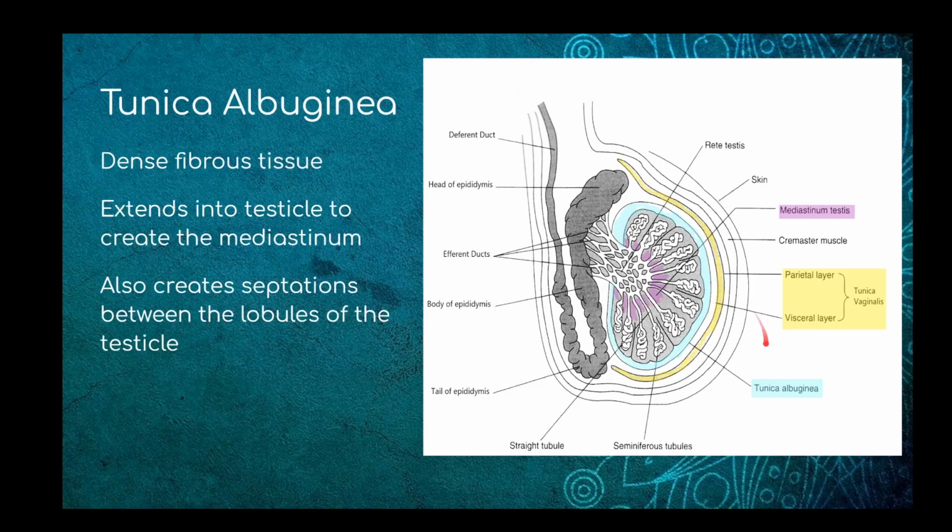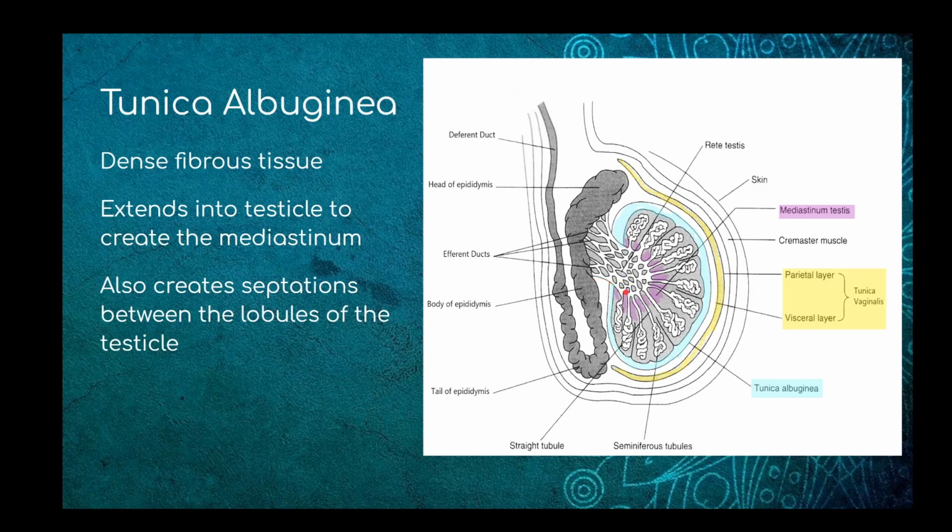The tunica albuginea then is the next cover in. So we had the parietal layer of the tunica vaginalis, then the visceral layer of the tunica vaginalis, and then we have the tunica albuginea. The tunica albuginea is a very dense fibrous tissue that covers the testicle. We can see it on ultrasound. It looks very bright.